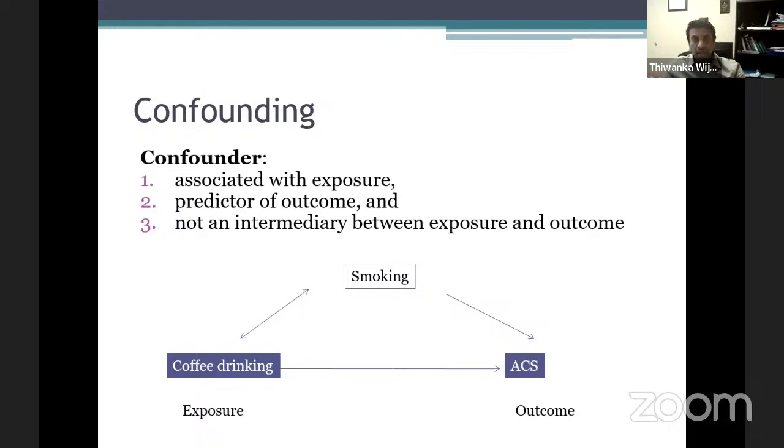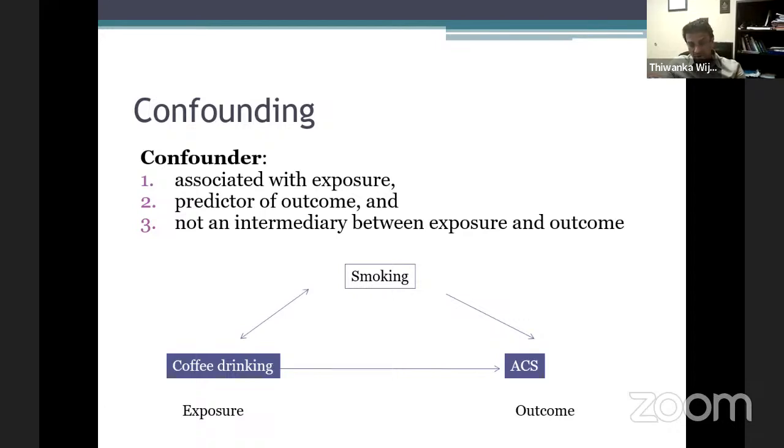What that means is coffee drinking, its mechanism to cause ACS has nothing to do with the intermediary pathway related to smoking. Smoking is separate. So this may sound a little bit unfamiliar for some of you, but I would encourage you to spend a little bit of time knowing these 3 criteria for a confounder, especially down the line.